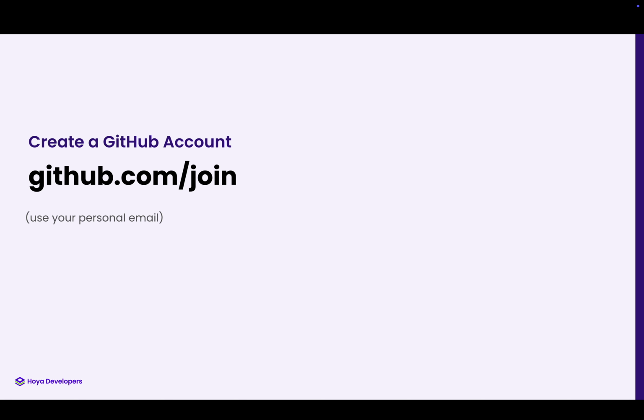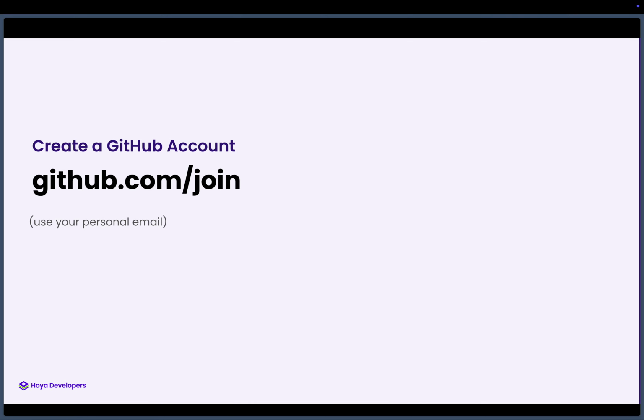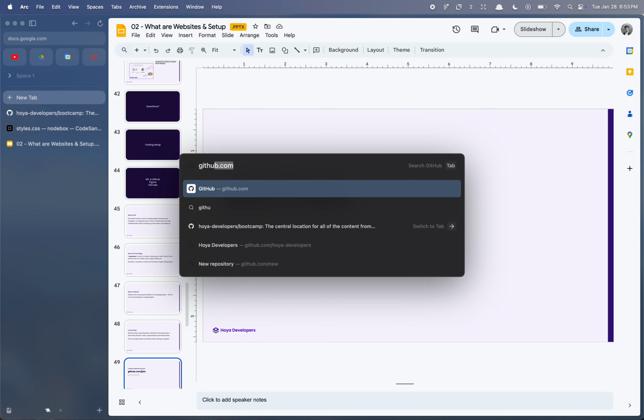I think that's probably a good idea because you have the personal and you can just add your school or the Copilot and whatnot. Yeah. So github.com/join, it should be a pretty easy sign up process.